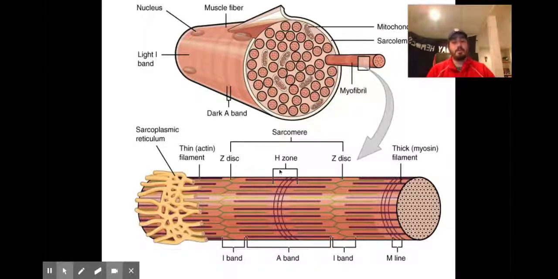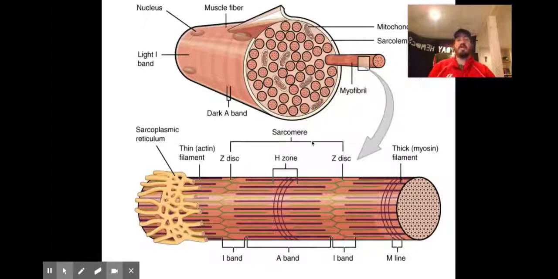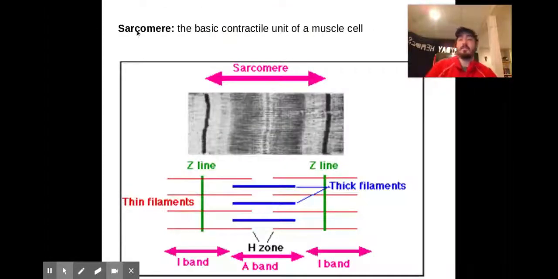We have the H zone, like the letter H. And those all make up this thing called a sarcomere. And that's the key to understanding how muscles contract, okay? This one right here. The sarcomere is the basic contractile unit of a muscle cell, okay? So how do muscle cells contract? Well, it all happens at the sarcomere.